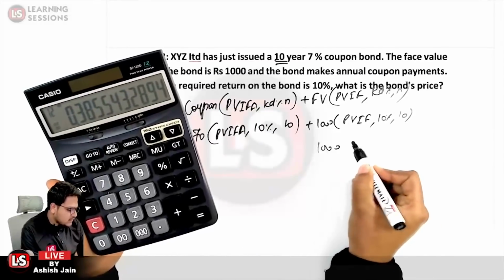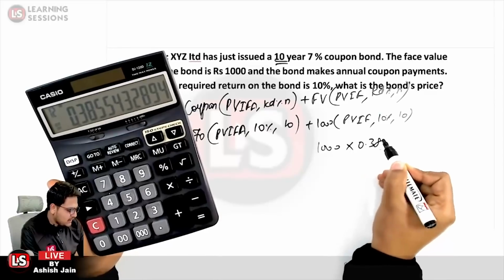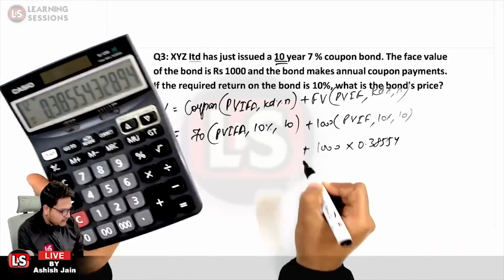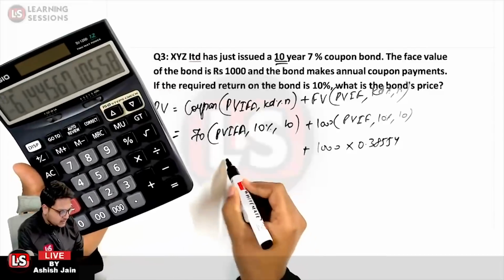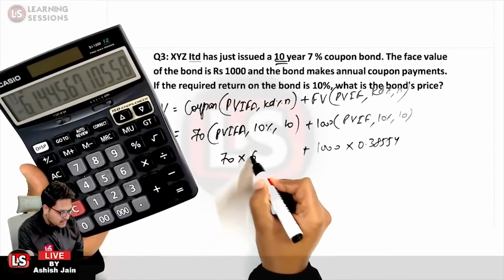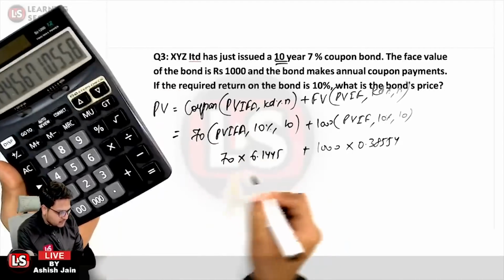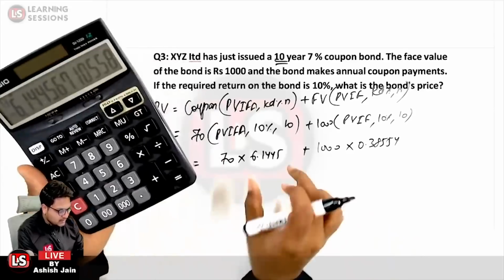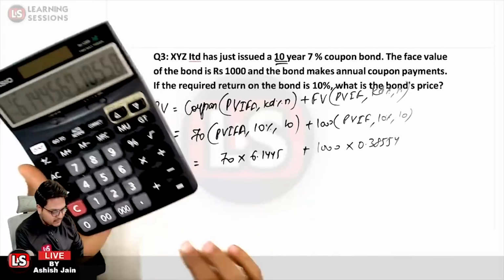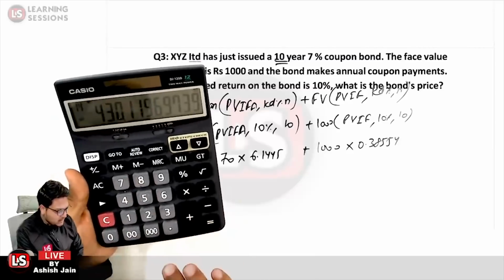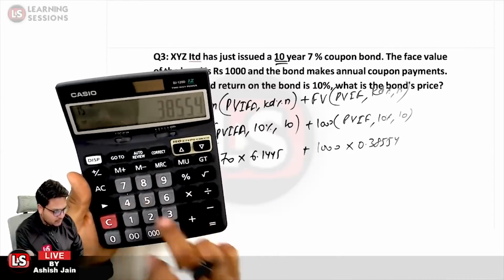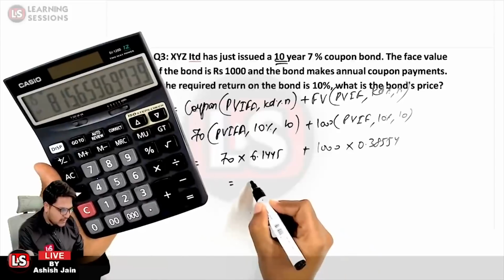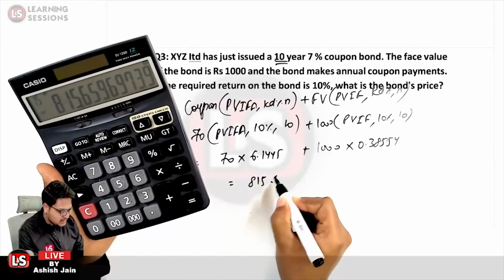So it is 1000 multiplied by 0.38554, and further just simply pressing the GT button, that is the grand total. So 70 multiplied by 6.1445. Okay, so that would be the PVIFA value that we are getting here, multiplied by 70, plus 385.54. That would be the answer, that is equal to 815.65.